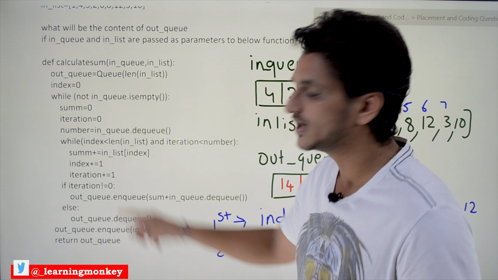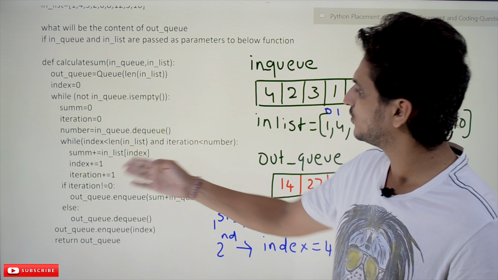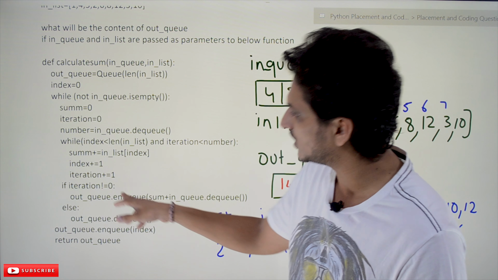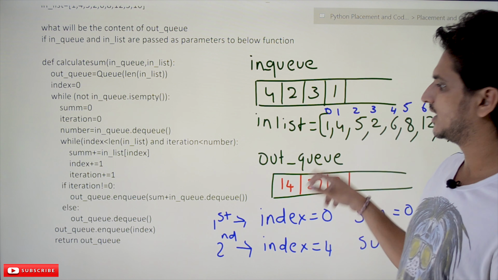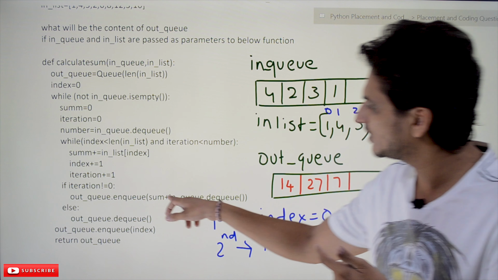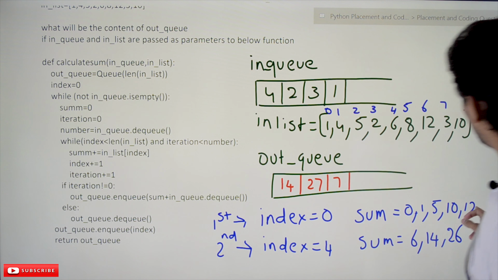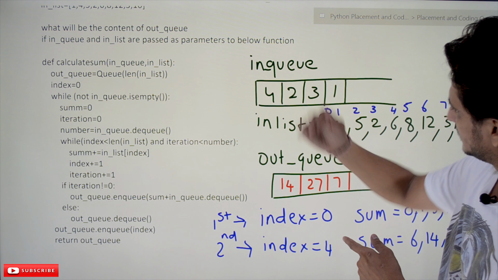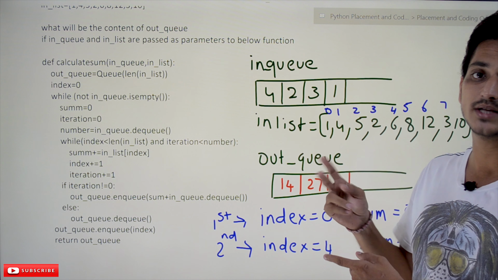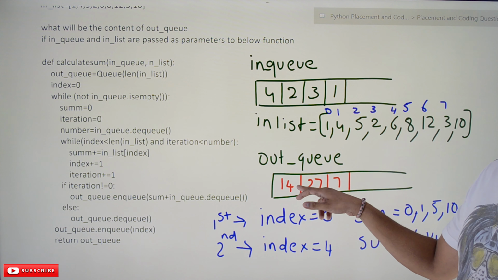If iteration not equal to 0, yes, iteration is not equal to 0. What's the iteration value we are having now? 4 is the iteration value. Iteration not equal to 0. Out q dot nq of, they are trying to nq an element into this out q. What's the element it is going to insert? Sum plus in q dot deque of. What's the sum value? 12. 12 plus, there again dequing an element. What's the element you will get? 2. 12 plus 2, 14 will be placed here.